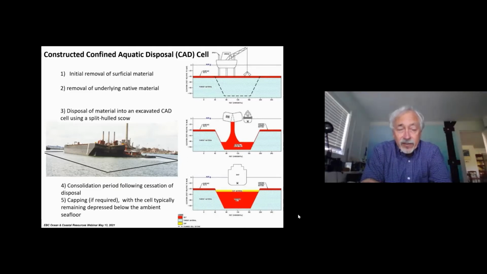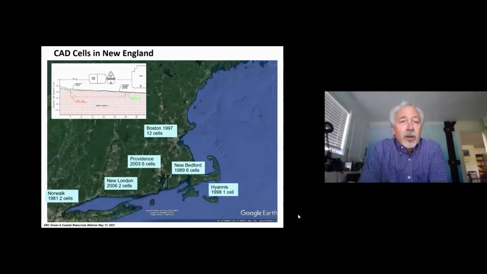That's often been the case. If not, it should be suitable for open water disposal. Then your disposal into the CAD cells, typically through split-hulled scows, as the one you showed here. We typically don't have the lines drawn on the water, but it's pretty easy to position them. Then once the cell is filled, you've got a consolidation period to let that material settle in the cell, and then capping if it's required. And I know folks will talk more about that, as I will as well. So that's it in a nutshell.